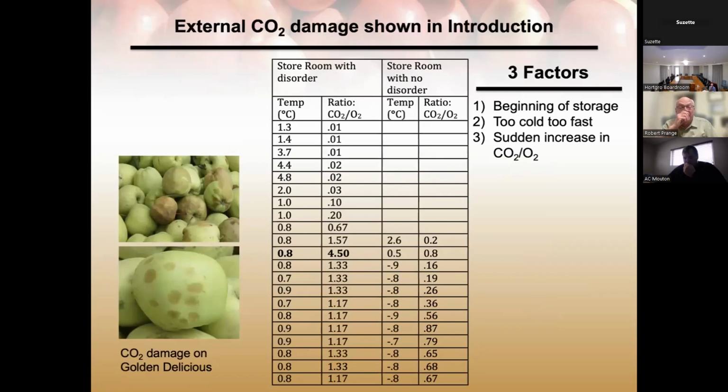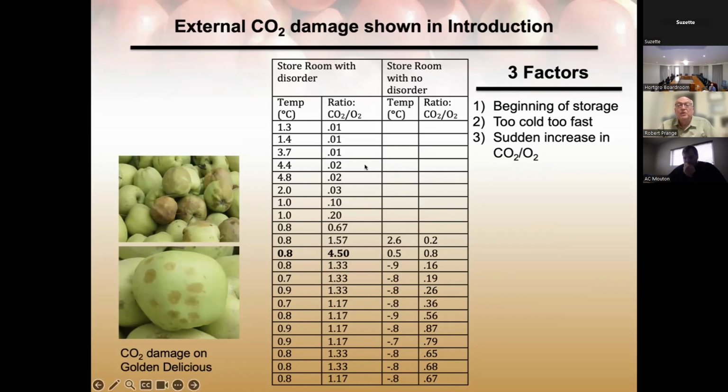I want to come back to the first example I showed you. This is that Golden Delicious with external CO2 damage, and here's the narrative. The data for that room is on the left side here. There's a sister storeroom where there was no disorder. Why did this room get the disorder? We'll take a look at the temperatures and the ratios. I'm not showing the CO2 or the oxygen values. They look rather harmless, but when you start doing the CO2 to oxygen ratio, it pops out at you.